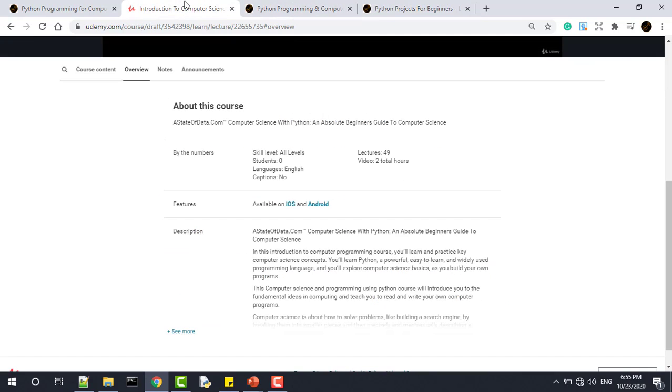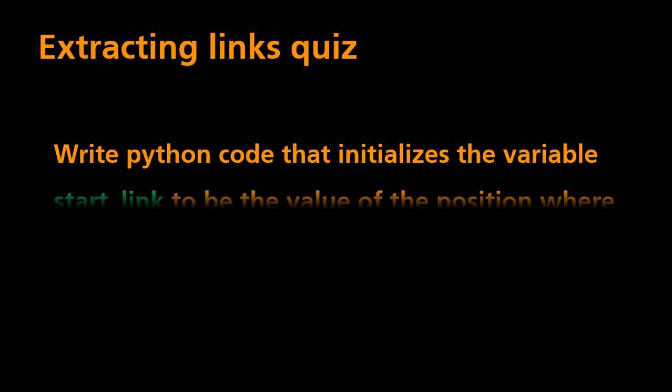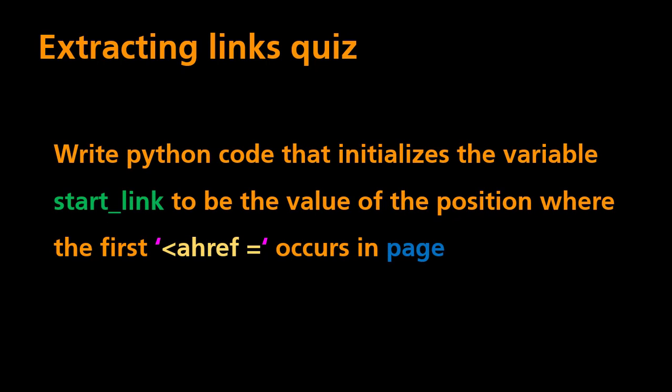So let's go back to the quiz, and your goal for this quiz is to write a Python code that initializes the variable start link to be the value of the position where the first a href equals occurs in the variable page. You can find the source code of the page as an attached HTML file, and try to write the Python code to initialize the variable start link.